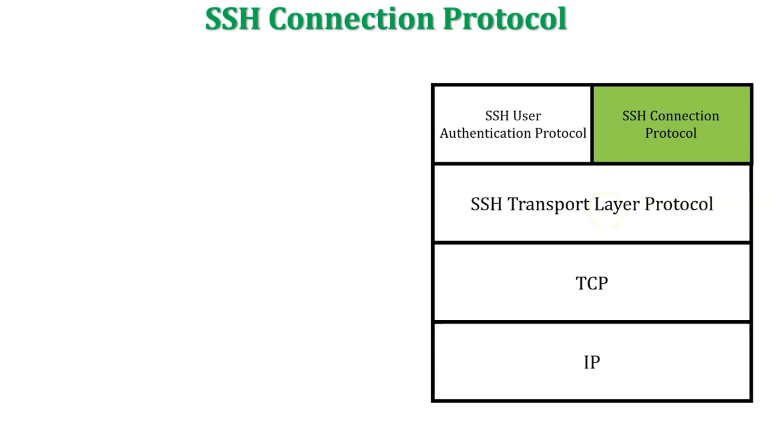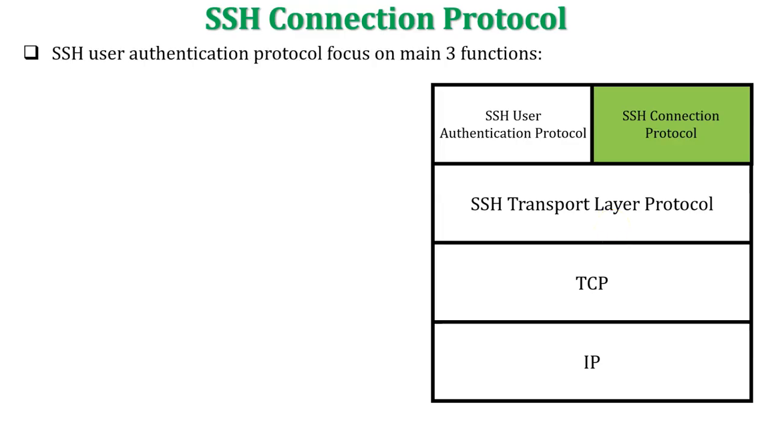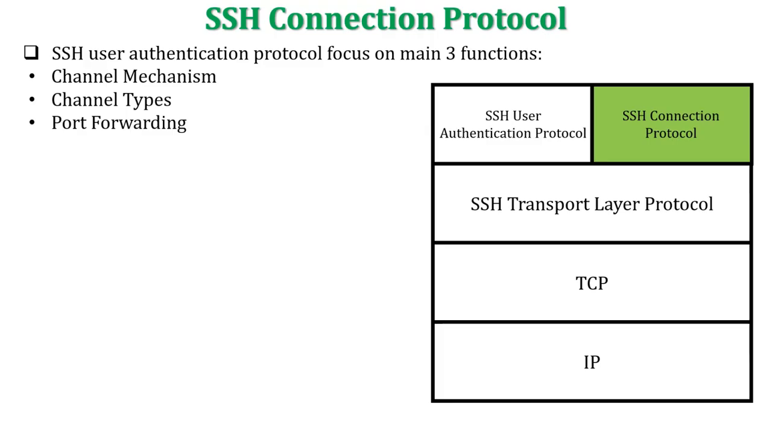Here, a secured authentication connection, referred to as a tunnel, is used by the client protocol to multiplex a number of logical channels. The SSH Connection Protocol focuses on three main functions. The first one is channel mechanism, the second one is channel types, and the third one is port forwarding.